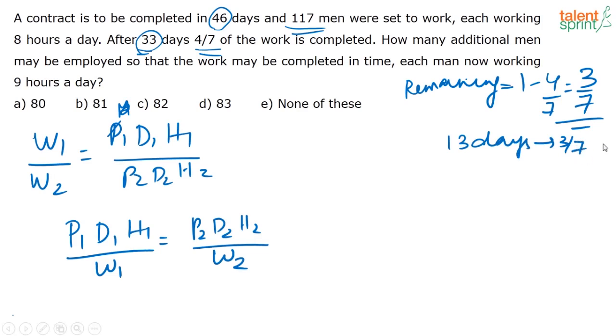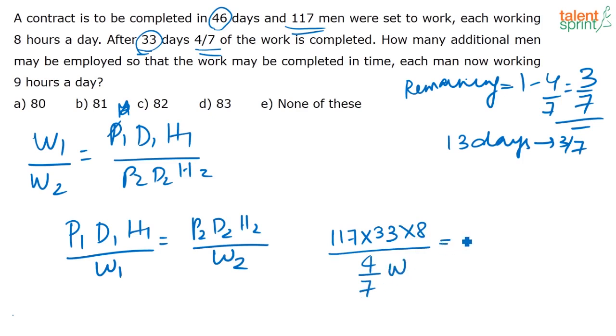So there are two groups of people working. The first group has completed 4 by 7th of the work. Then some more people are joining, a lot of extra people. They are working for 13 days and completing the work. So let us just put in the values in this equation and solve. Here, how many people were there in the beginning? 117 people, when they worked for how many days? 33 days. For how many hours a day? 8 hours a day. When they work for 8 hours a day, they have completed 4 by 7th of the work.